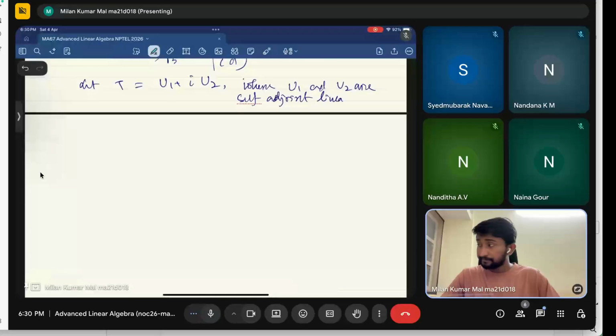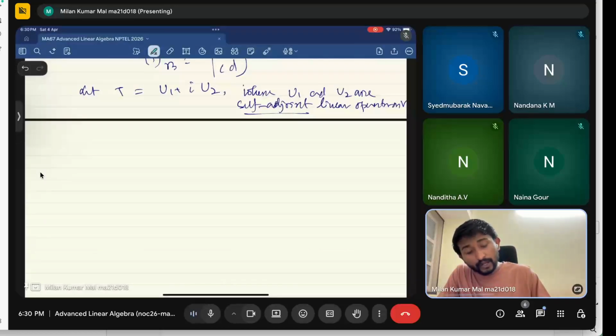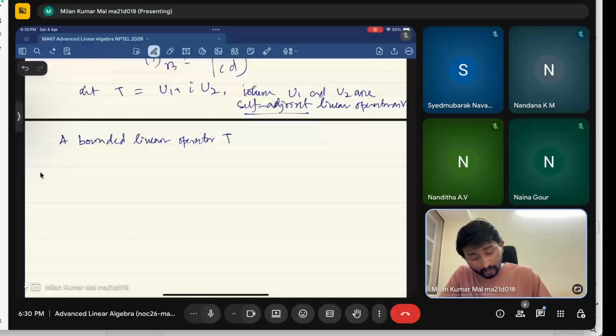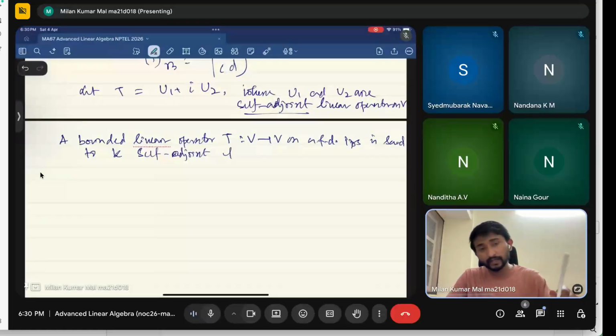Okay, now I'll come to the problem. But before that, there is a new terminology called self-adjoint. A bounded linear operator T on a finite dimensional inner product space is said to be self-adjoint if T star is equal to T. That means its adjoint is equal to the operator T itself.